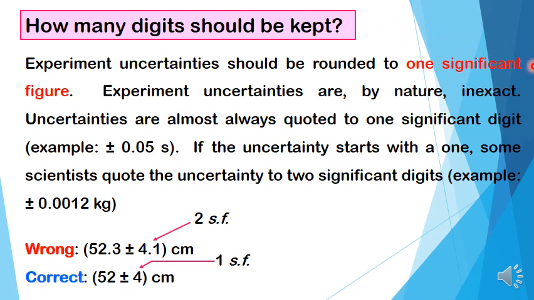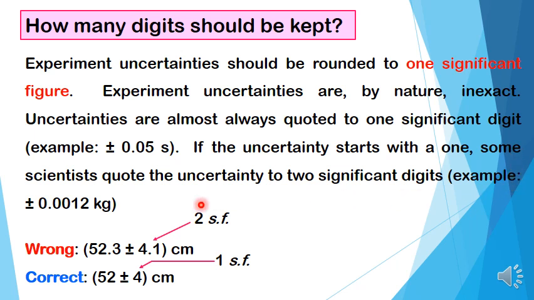Experimental uncertainties should be rounded to one significant figure. Experimental uncertainties are by nature inexact. Uncertainties are almost always quoted to one significant digit, which is the digit 5 in this example. The two zeros in front of the digit 5 are not significant. If the uncertainty starts with a 1, some scientists quote the uncertainty to two significant digits.